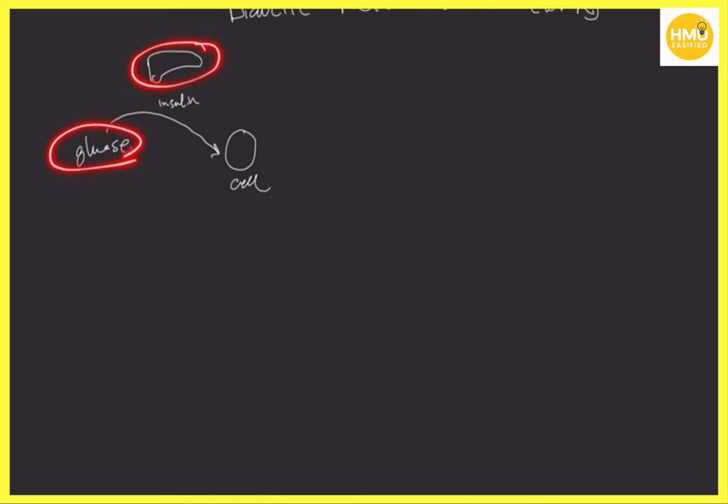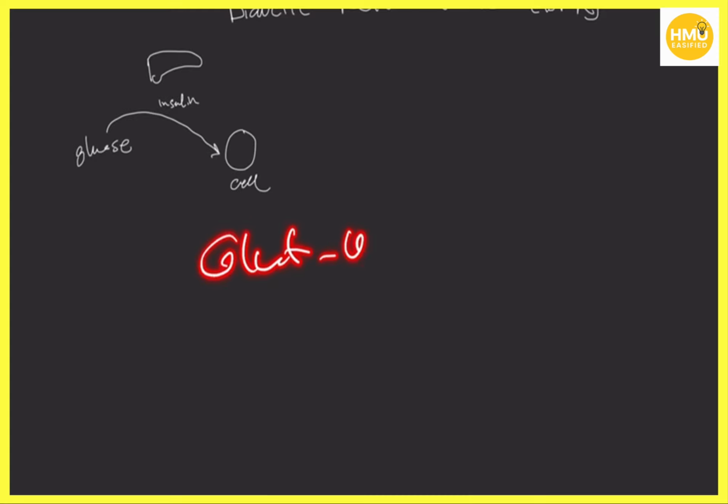Now, let's just imagine there's a glucose molecule here, and there is a cell, there's the pancreas, and there's insulin. Normally, when you eat something, especially with carbohydrates, there's going to be a surge in your glucose level, and when there is a high level of glucose, your pancreas will produce insulin, and that insulin will allow the glucose into the cell through a transport chain.